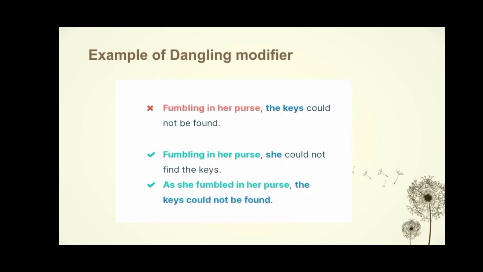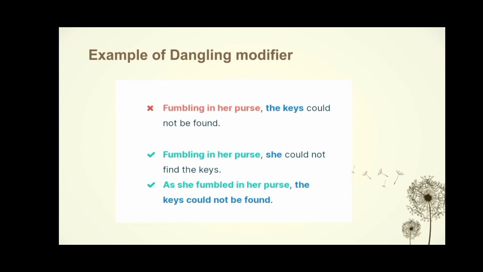We have also here an example of a dangling modifier. Fumbling in her purse, the keys could not be found. To fix the dangling modifier, the sentence should be, fumbling in her purse, she could not find the keys. Or, as she fumbled in her purse, the keys could not be found.